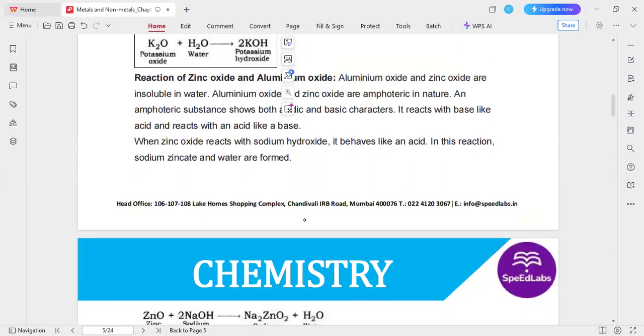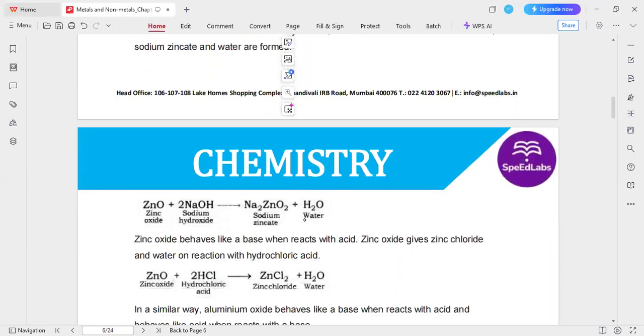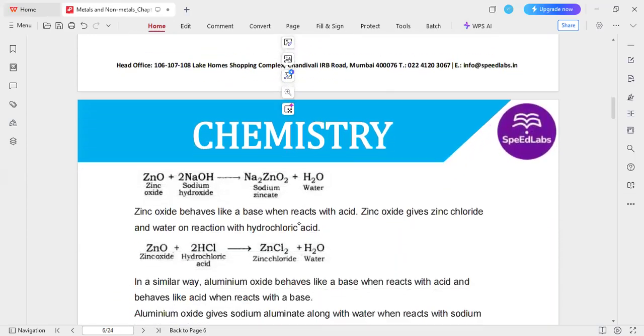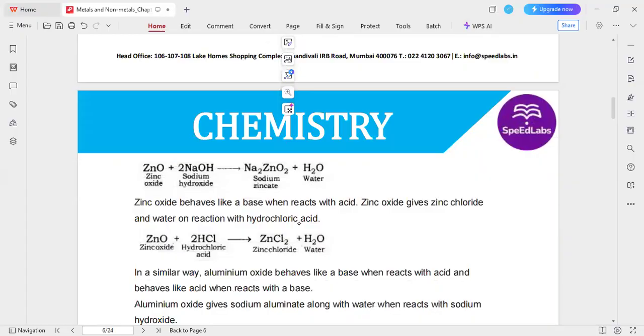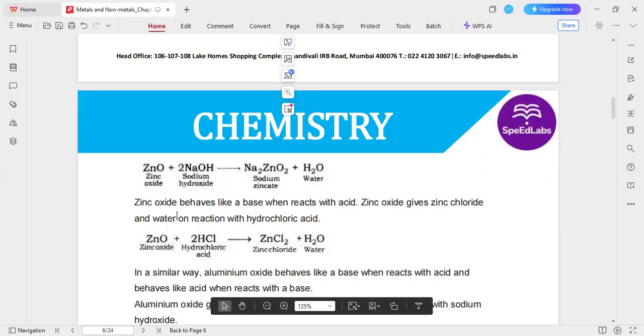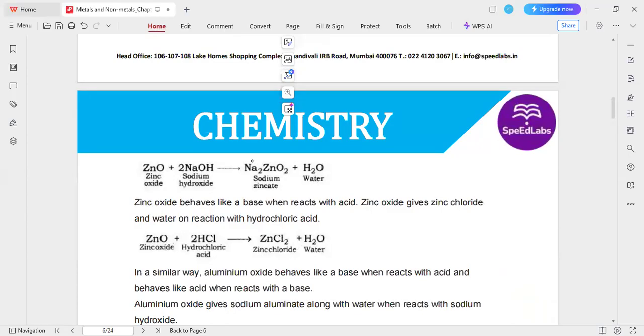Next, zinc oxide and aluminum oxide. Here, children, zinc oxide and aluminum oxide are amphoteric in nature. Why? Because they can react with acid as well as base. You should know, children, generally acid reacts with a base to form salt and water. So here you see zinc oxide is reacting with NaOH, giving sodium zincate, Na2ZnO2, plus water.